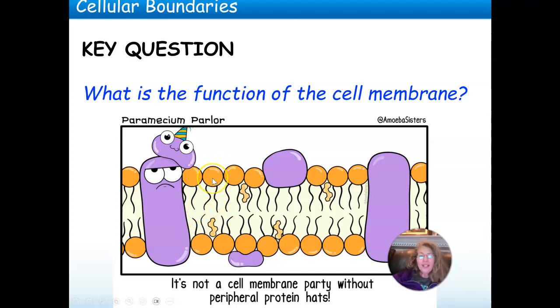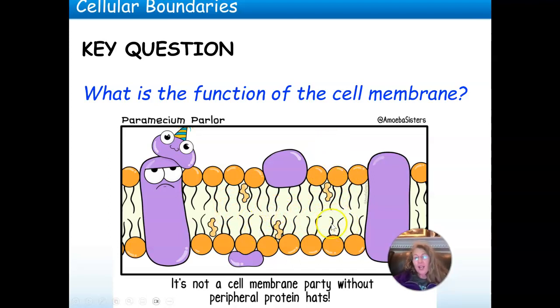The phosphate is considered hydrophilic. Hydro meaning water, phil meaning love. And so they're attracted to water. Versus the fatty acid tails, they are hydrophobic. Hydro, water, phobe, fear. And so they are repelled by water. So the plasma membrane naturally arranges itself with the phosphates on the outside and the fatty acid tails on the inside.